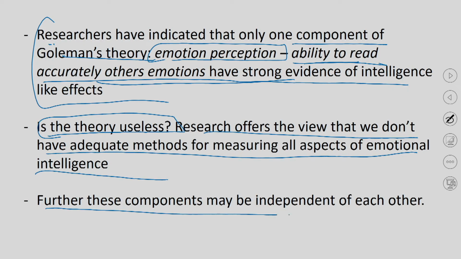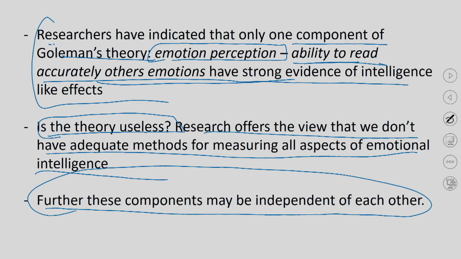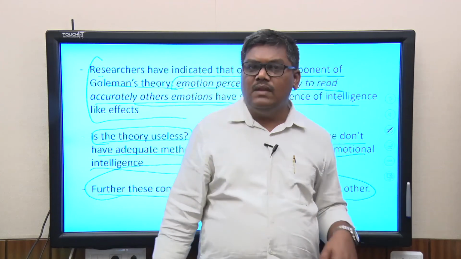Also, further, these components may be independent of each other. Another reason is that we do not have the tools and the constructs to measure all the concepts that have been defined here in terms of emotional intelligence. And so, that may be one of the reasons why we are not able to understand emotional intelligence the way it has been defined in this theory.